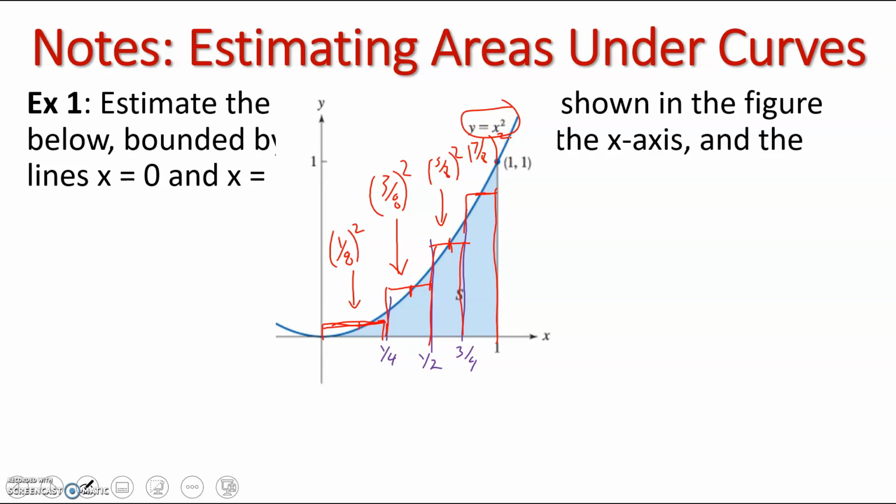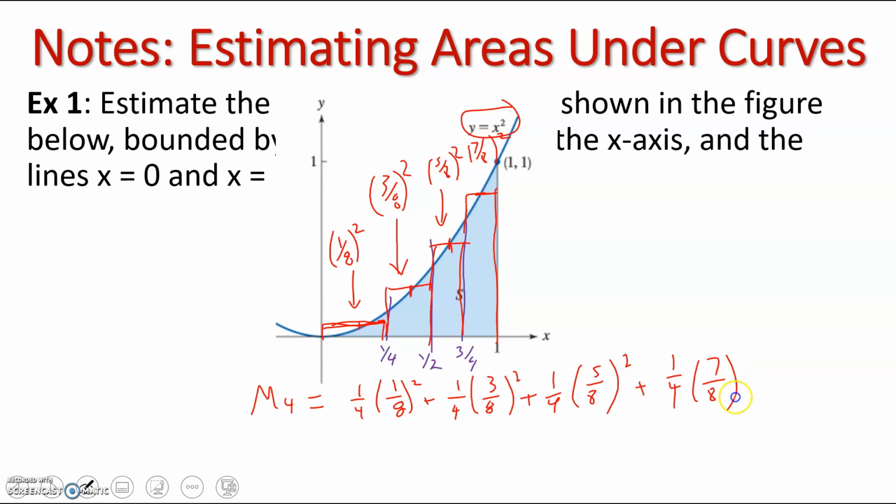Now remember, the objective of writing these is to come up with a formula that allows us to approximate the area under the curve. And so in this case, we're going to have our M4, our midpoint Riemann sum, 4 partitions. It is going to be our width, which is still 1/4 like yesterday, but our heights are a little bit different. We have our 1/4 times 1/8 squared, and our 1/4 times our 3/8 squared, our 1/4 times our 5/8 squared, and our 1/4 times our 7/8 squared.